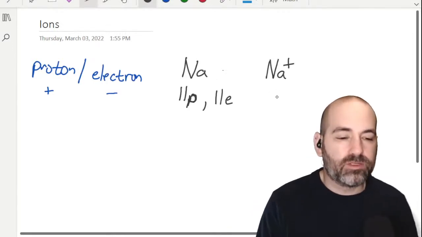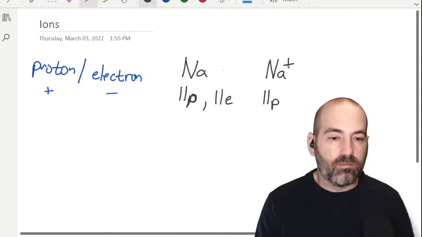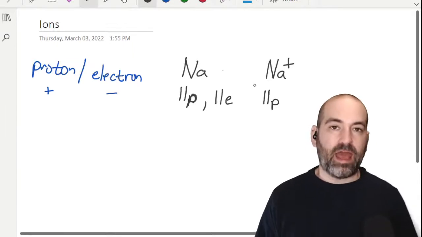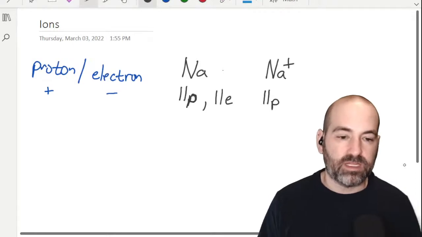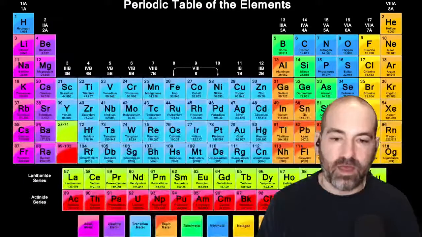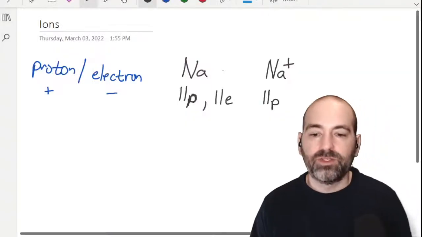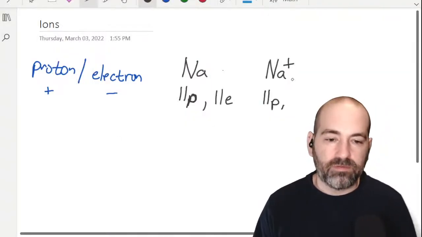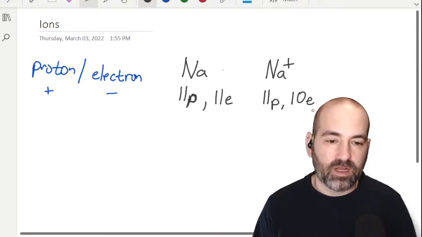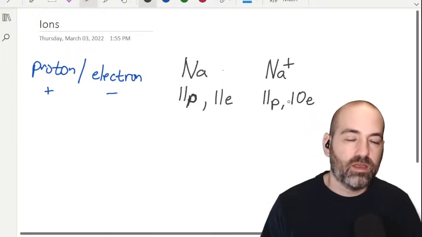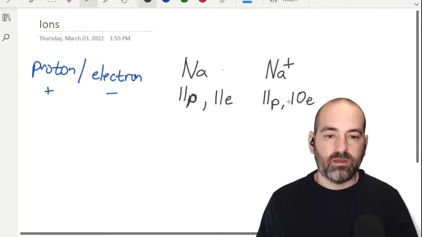But just looking at the particles right now, that means that it's going to have still 11 protons, because if it had more protons, if we made it positive by adding a proton, then we'd be turning it into a different element. If we have 12 protons, we don't have sodium anymore. Instead, we have magnesium. See number 12, magnesium over there? All right. So in order for it to have an overall +1 charge, that means that we have one fewer electron. So in becoming an ion, sodium has lost an electron. It has one fewer electron than it did before.